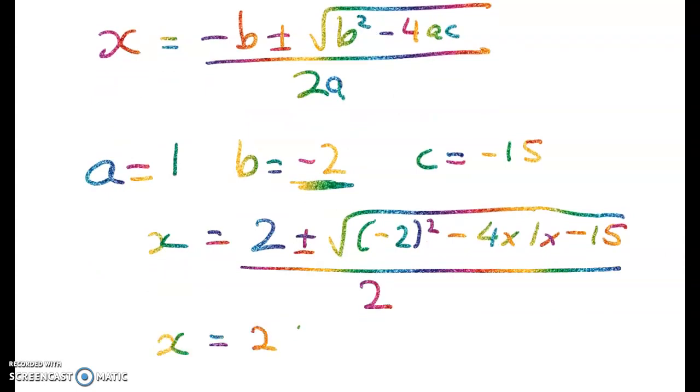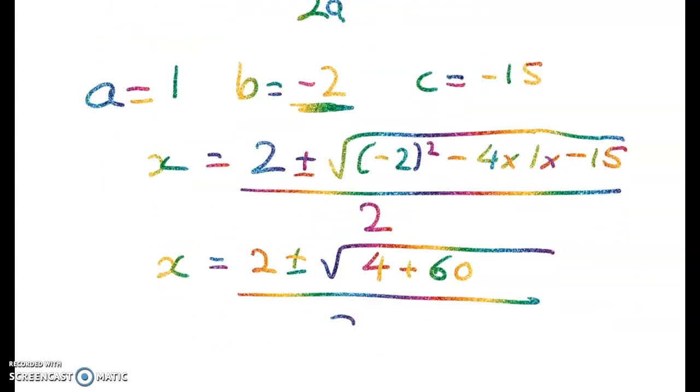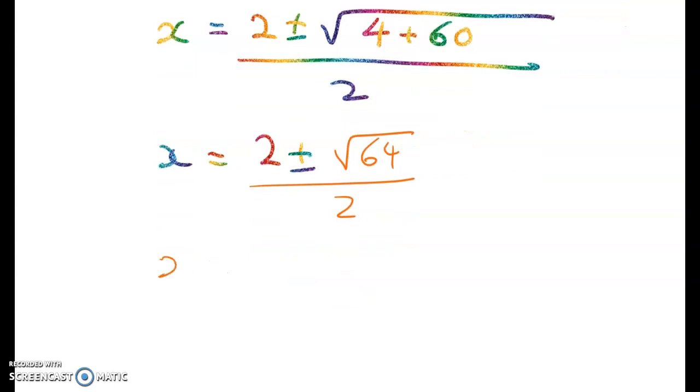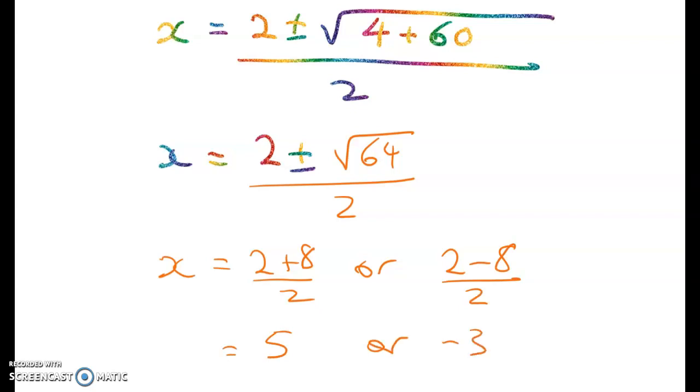So x is equal to 2 plus or minus the square root of 4 plus 60, divided by 2, giving us x is equal to 2 plus or minus the square root of 64. So 2 plus or minus root 64 divided by 2. So that gives me two answers. I've got 2 plus 8 over 2, or 2 minus 8 over 2, which gives me 5 or negative 3.